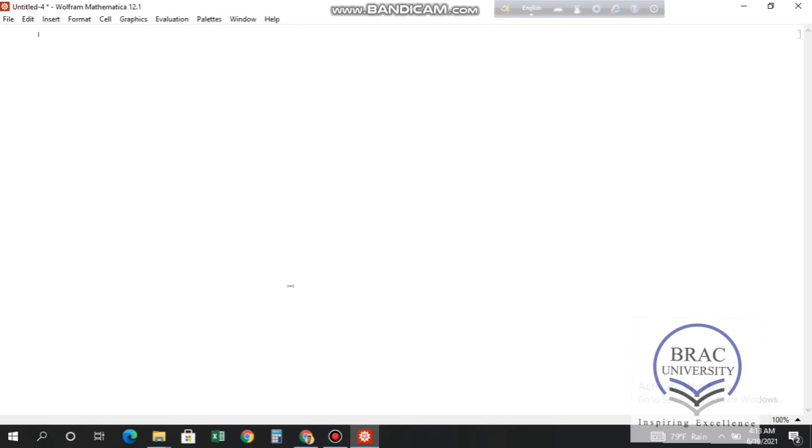So let's start with adding two numbers, 2 plus 2. To get the output in Mathematica, you have to hold down the shift key and then press enter.